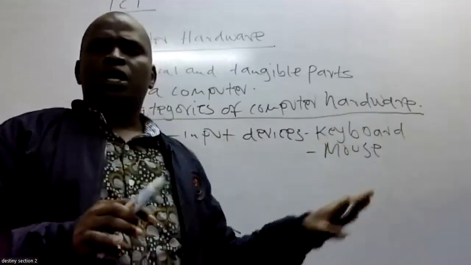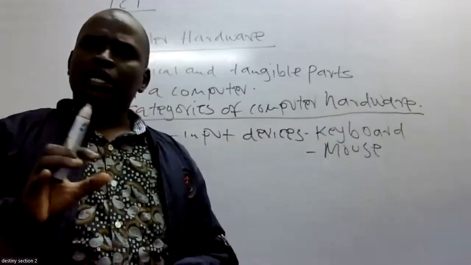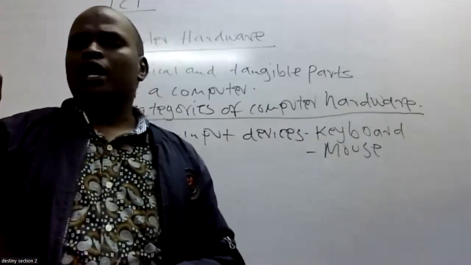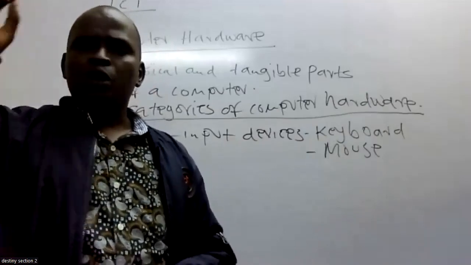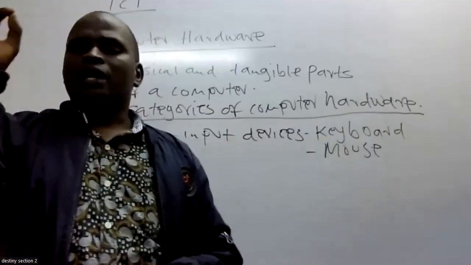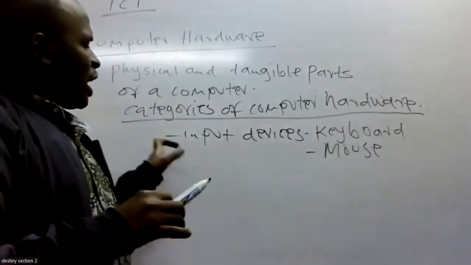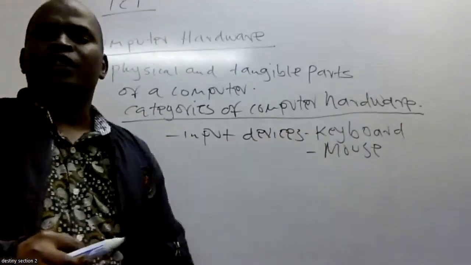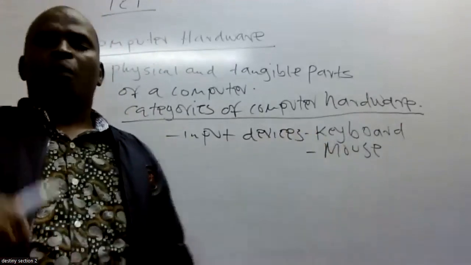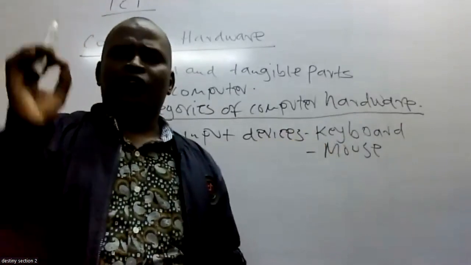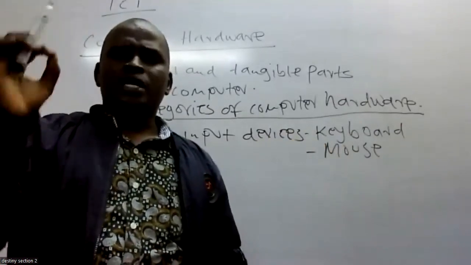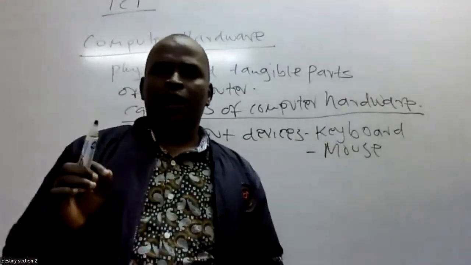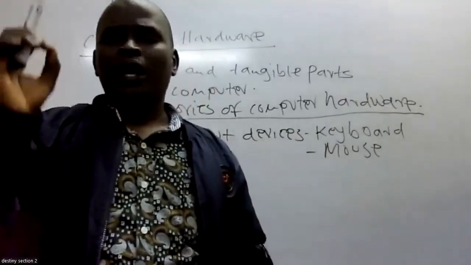While the mouse is a pointing device, you point on an icon in the computer, and then maybe you double click or right click, and so forth. So the input devices are the keyboard and the mouse. In simple terms, input devices are those devices used by users to feed in or enter data to our computers.